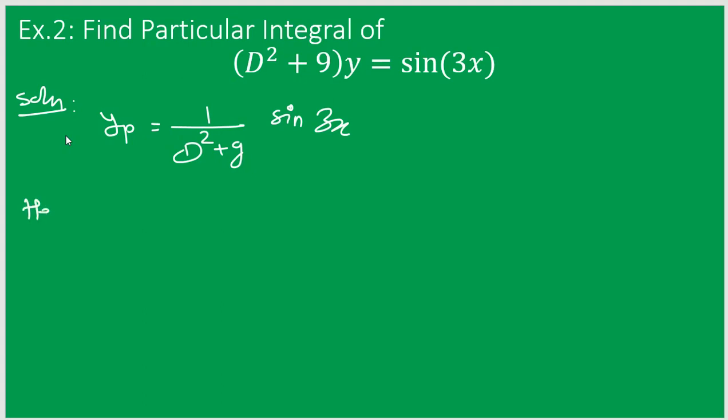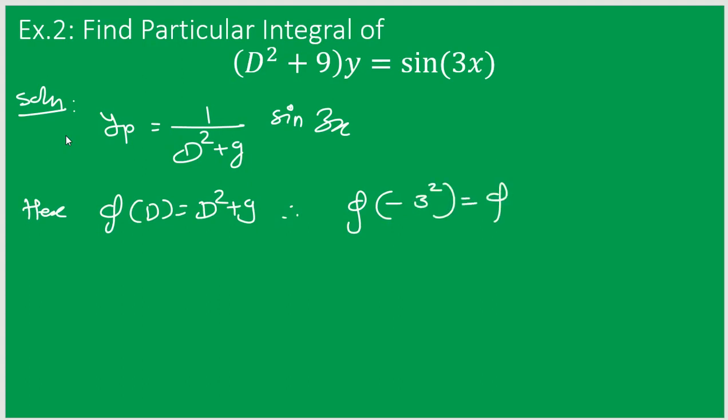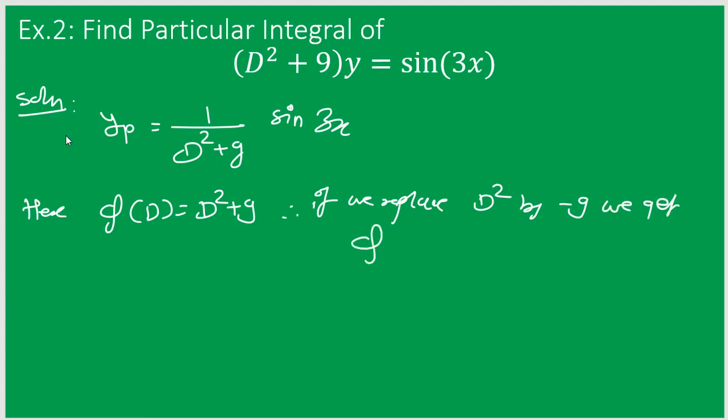See here, phi of D is equal to D² + 9, and therefore phi of -3², that is phi of -9, will be... when we replace D² by -9, we get phi of -3² as 0, which is a case of failure.